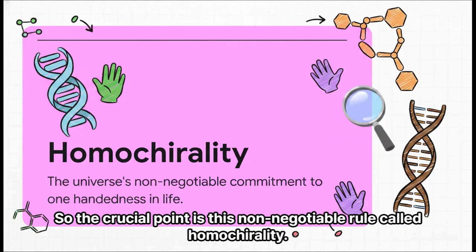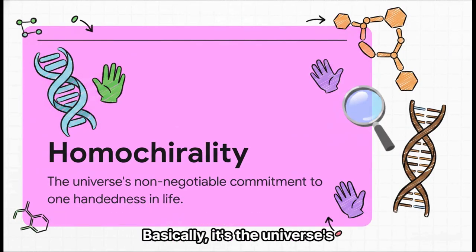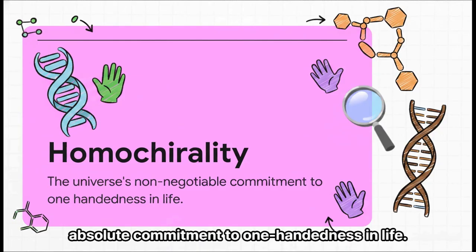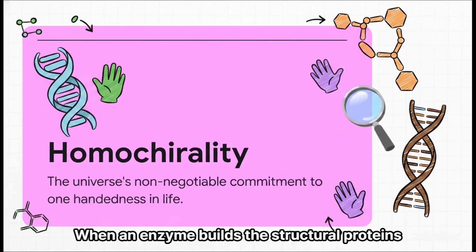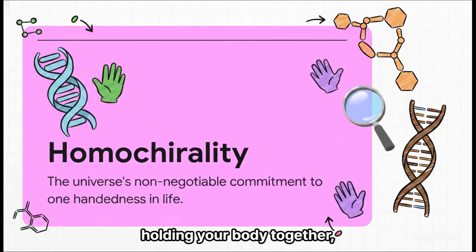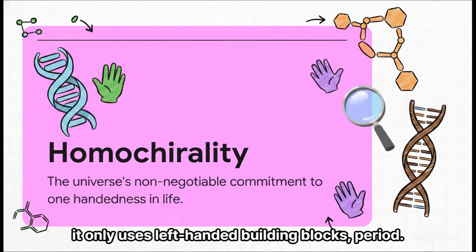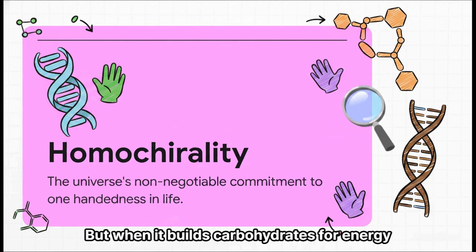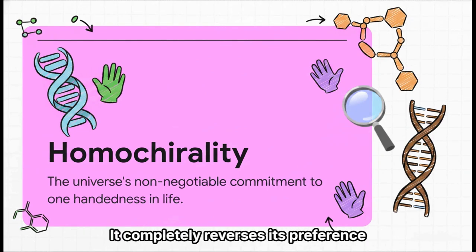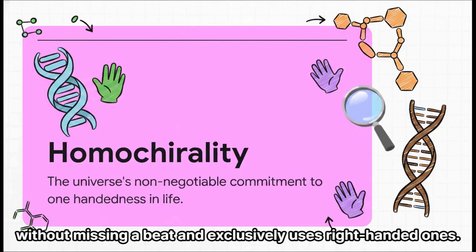So the crucial point is this non-negotiable rule called homochirality. Basically, it's the universe's absolute commitment to one-handedness in life. When an enzyme builds the structural proteins holding your body together, it only uses left-handed building blocks, period. But when it builds carbohydrates for energy, or the spine of your DNA, it completely reverses its preference without missing a beat and exclusively uses right-handed ones.